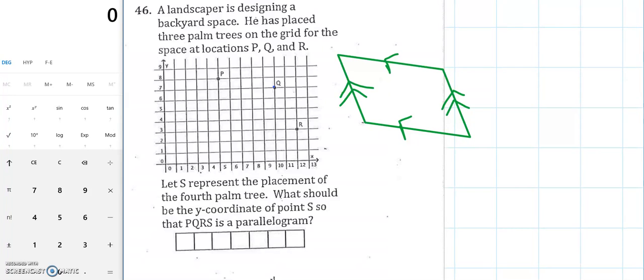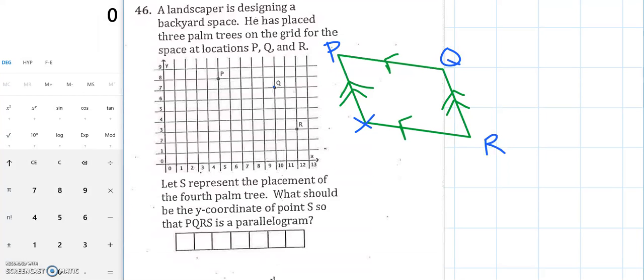Now, if you take a look at number 46, we're trying to figure out the location of a fourth point on this quadrilateral that would make it into a parallelogram. I've drawn a little parallelogram to the side of this graph just to visualize what my shape should look like at the end. My goal is to figure out the fourth coordinate of my point. So it should be this point down here. That's what's missing. Right now I have P, I have Q, and I have R, and I'm looking for that fourth coordinate.